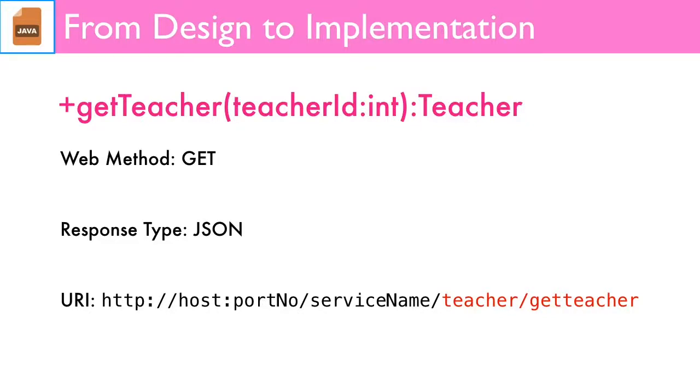Let's implement another method named getTeacher. This method is expecting an integer variable to be provided by the service consumer. The parameter is declared as teacherID. It is a get method, so we use @GET. We use @Produces to declare a response type for the service.